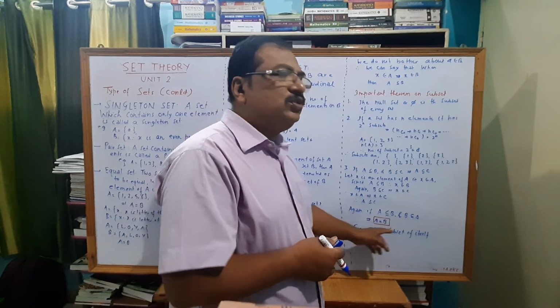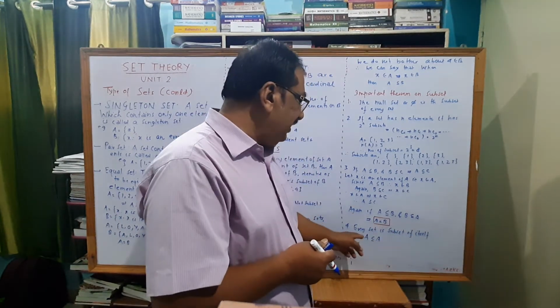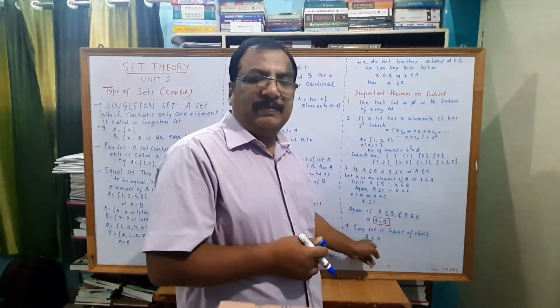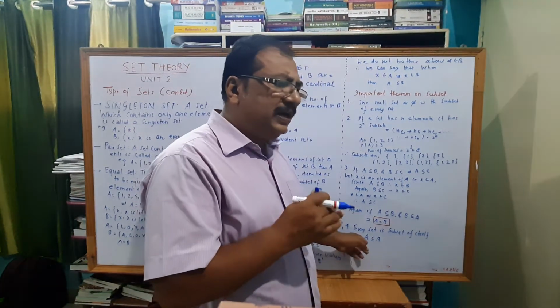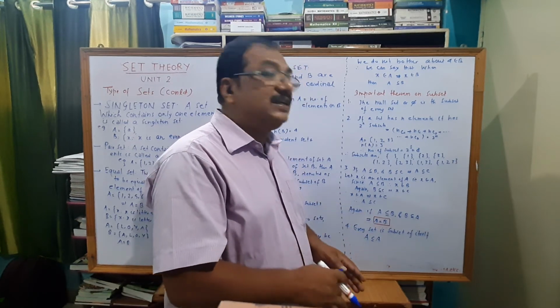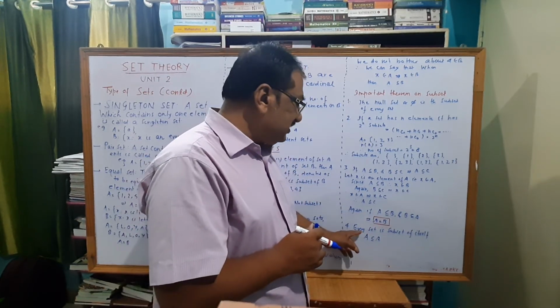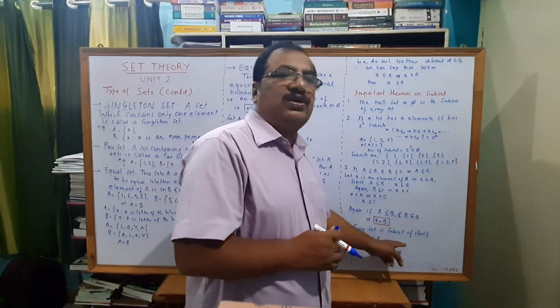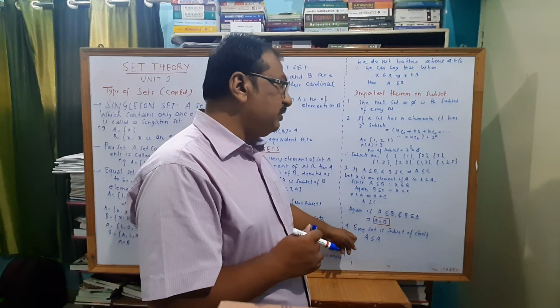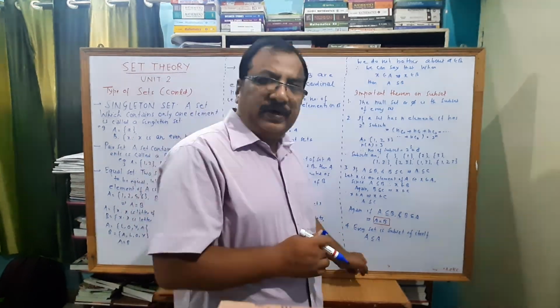Fourth, every set is a subset of itself. Set A is a subset of itself because all the elements of set A are contained in set A. So we can say that every set is a subset of itself. These are the 4 results related to subsets. These are very important. Okay, thank you.